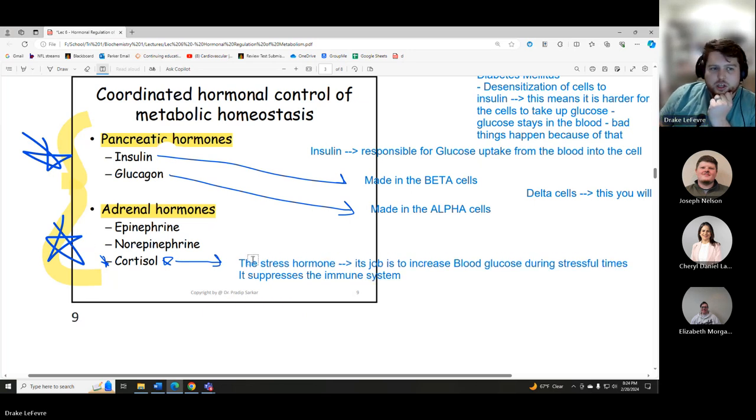And again, you'll learn a lot more about this later on down the road in Phys 1, a lot in Phys 2, and a lot in systems pathology: what can happen if we don't have enough cortisol or if we have too much cortisol for long periods of time. If we have a tumor of the adrenal glands, what happens if we're getting way too much cortisol? You'll get into all of that later on down the road. Just make sure we recognize these hormones.